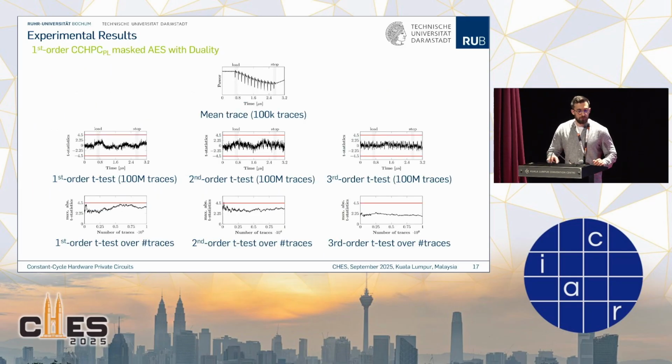So here we have exemplarily the results of the first order masked AES with duality applied. On the top we can see a mean trace which clearly shows the round computations or pre-charging. In the middle we have the t-test results for the first 3 orders after 100 million traces, and all of these do not indicate any signs of leakage. And at the bottom we can see that also over the number of traces there is no trend towards this 4.5 threshold line, indicating that we need many more traces to exploit this in practice.